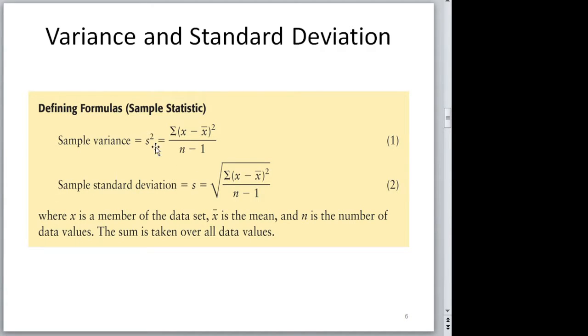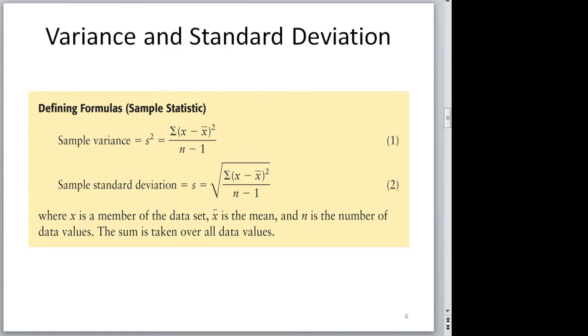So as you can see, they use S squared for sample variance and S for sample standard deviation, and they use this formula. If you take a look at the variance and the standard deviation, they're very similar, except the standard deviation is a square root of the variance. So once you find the variance, you take the square root and you get the standard deviation.